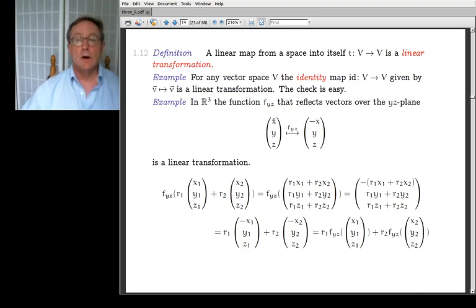If you had negative 6, 1, 2, that would reflect to 6, 1, 2. And checking that it's a linear transformation, checking that it's a linear map, is perfectly routine. I'm restricting the term transformation to those cases where the space maps to itself, so clearly that applies here. And then checking that it's a linear map is very straightforward. F sub yz of a combination is a combination of the f sub yz's.